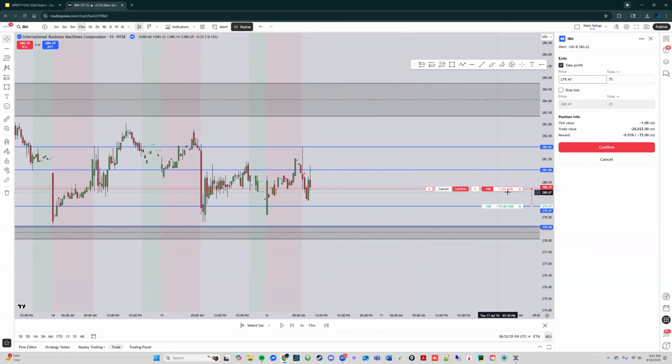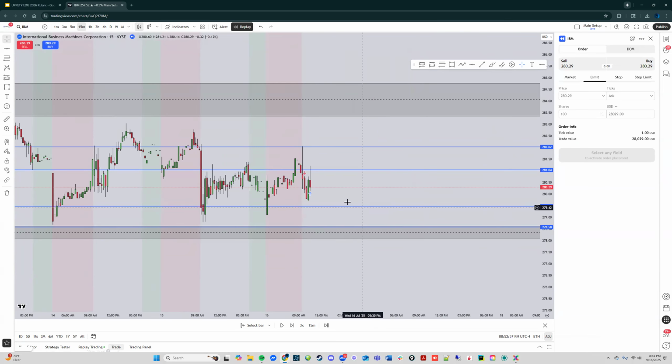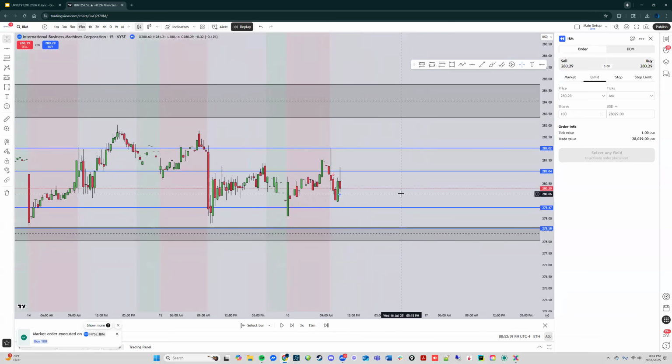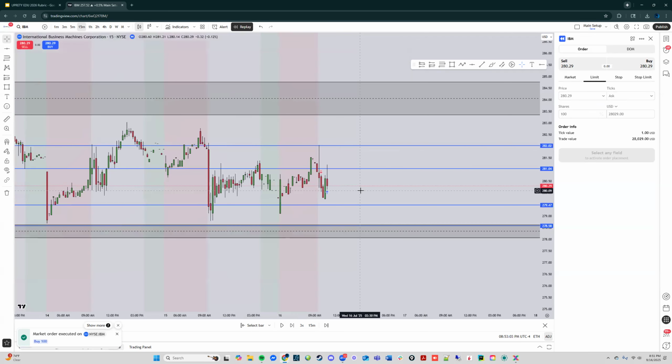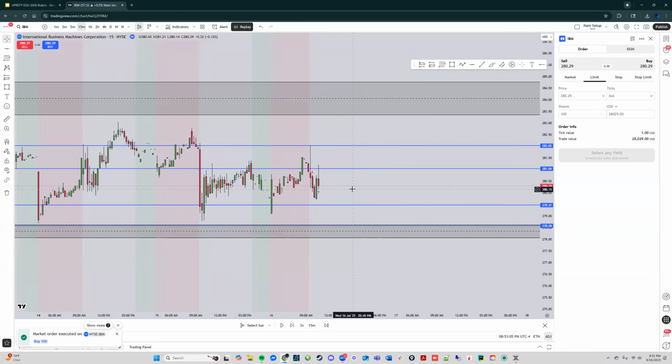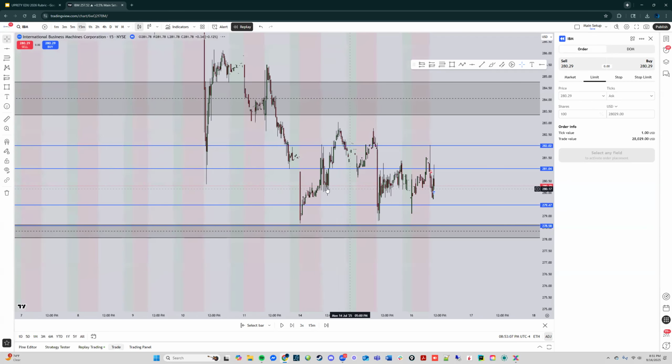Okay, if this was a real trade, you would have already been stopped out. Right? Why did you lose money even though we were playing support and resistance? Okay, it's because of the bigger picture, which is the equilibrium.